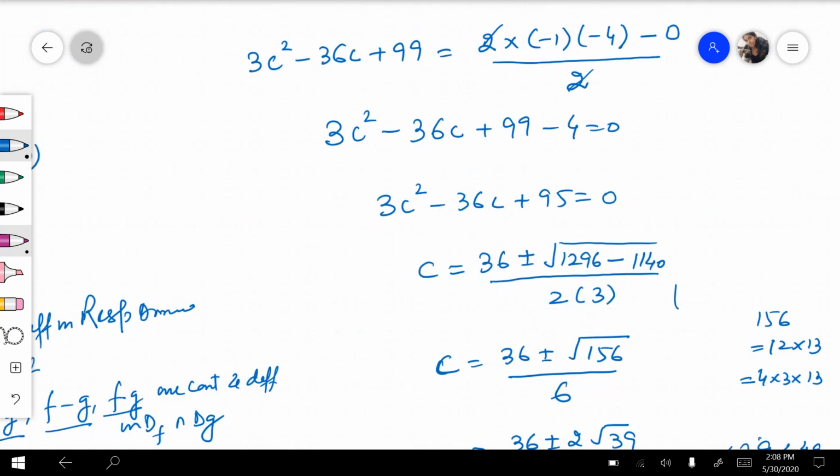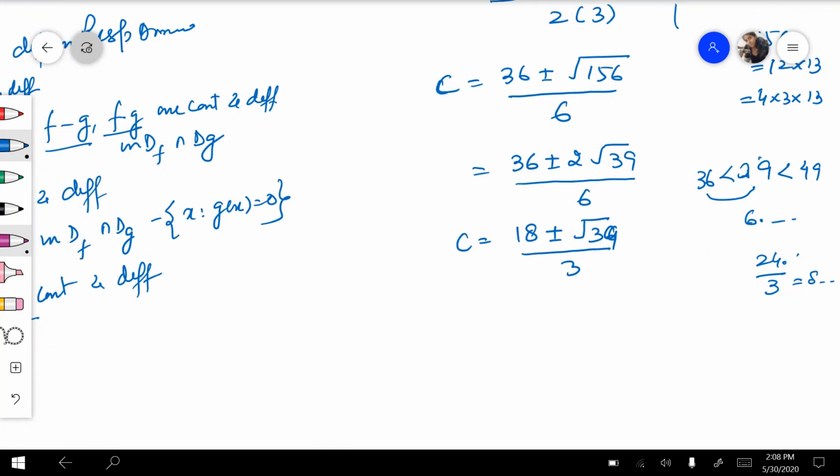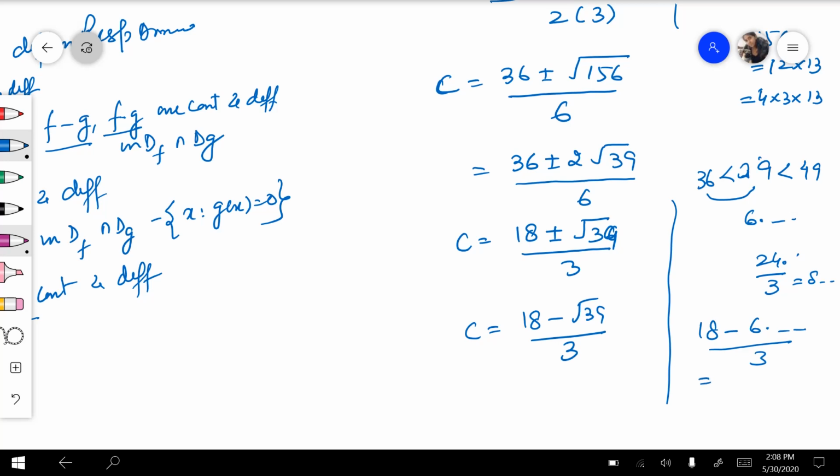तो 8 पॉइंट समथिंग इज ग्रेटर देन 5, सो वी आर रिजेक्टिंग 18 प्लस √39. तो C किसकी इक्वल हो जाएगा, (18 माइनस स्क्वायर रूट ऑफ 39) अपॉन 3. अब फर्दर इसको चेक कर सकते हो, (18 माइनस 6 पॉइंट समथिंग) अपॉन 3, that will be equal to 18 minus 6.12, that will be 11 point something divided by 3, that is equal to between 3 and 4, so it will be 3 point something, which belongs to 3 to 5.